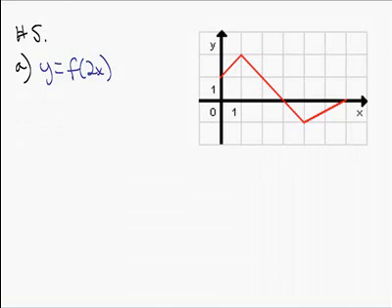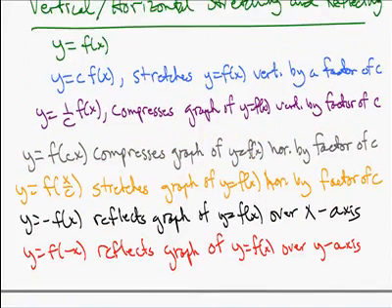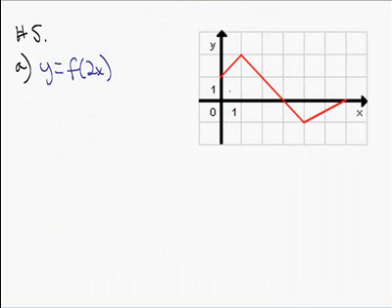So if you look back at our list here of situations for horizontal and vertical stretches, we're at this situation right here. f of a number times x, that number being bigger than 1, that's going to compress the graph horizontally by a factor of c. So what we're going to do is we're going to take this graph and compress it horizontally by a factor of c.